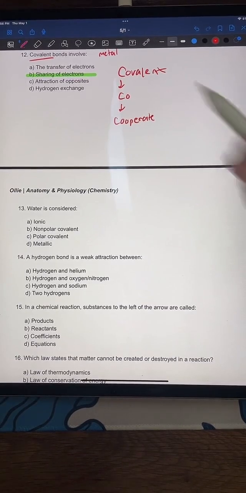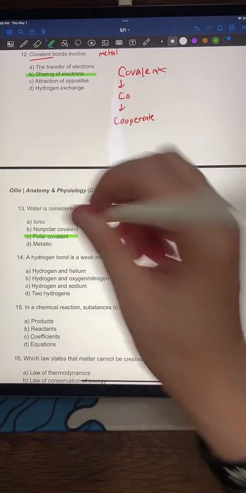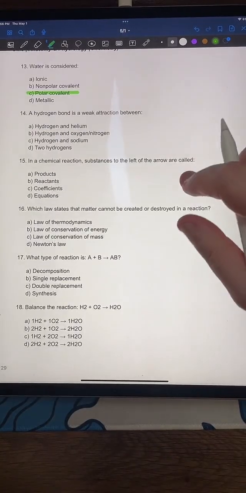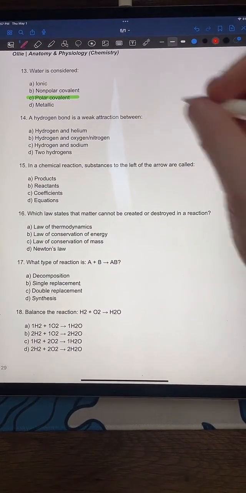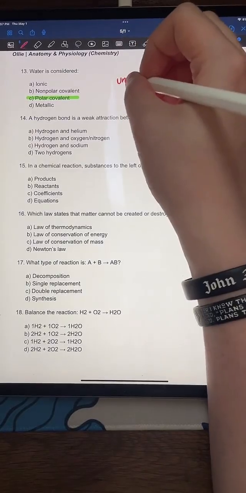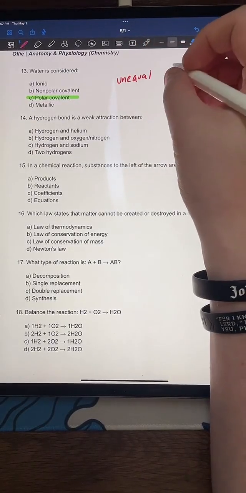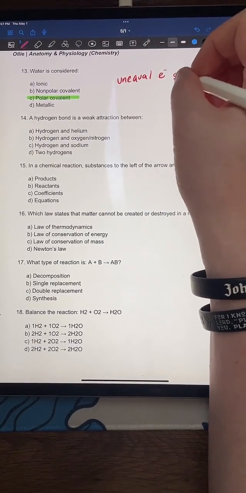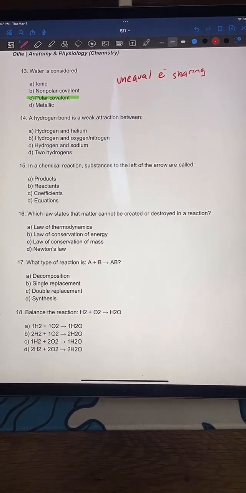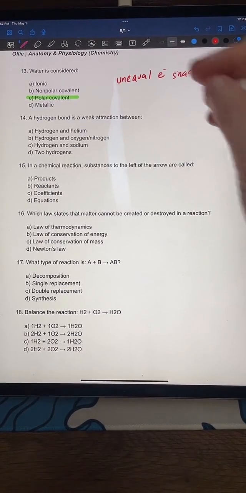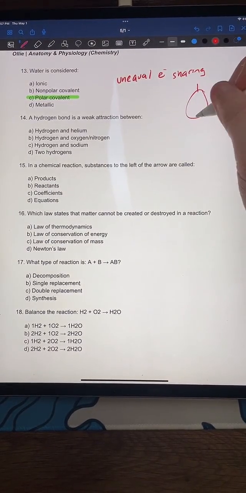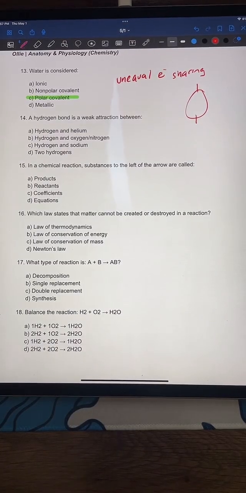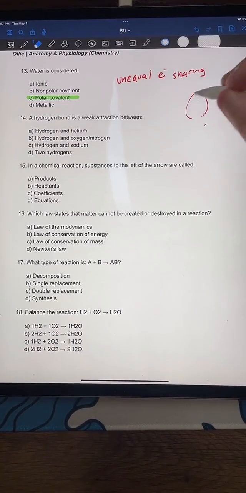Fantastic, everybody. It is C. It is polar covalent. So water has an unequal sharing of electrons, making it a polar molecule. So unequal, kind of opposite. Think of the globe, and you have the North and South Pole. I always thought they were kind of opposites, so polar meaning unequal.